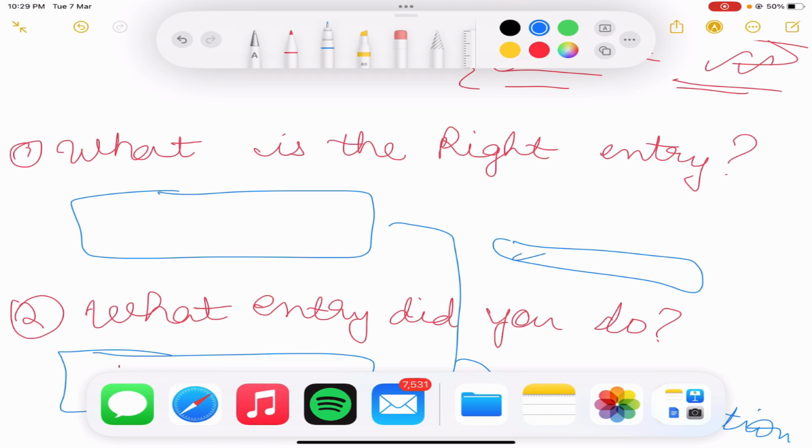Okay, if an entry of a particular account hasn't been mentioned, we need to assume that the entry has been done correctly.